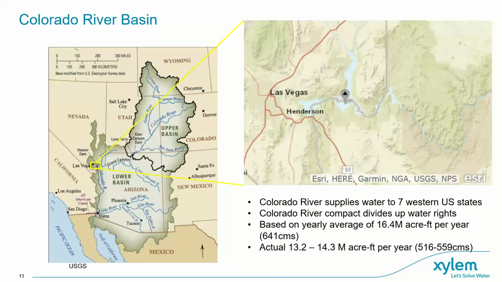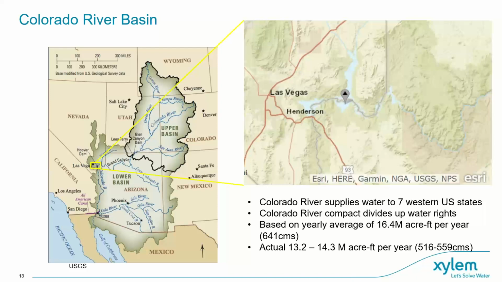This water is critical to those regions and has been divvied up based on the Colorado River Compact that was created in 1922, and basically divvies up all of the water that the Colorado River was estimated to be flowing at on an annual rate. So this yearly average was 16.4 million acre feet per year, or 641 CMS over a year.